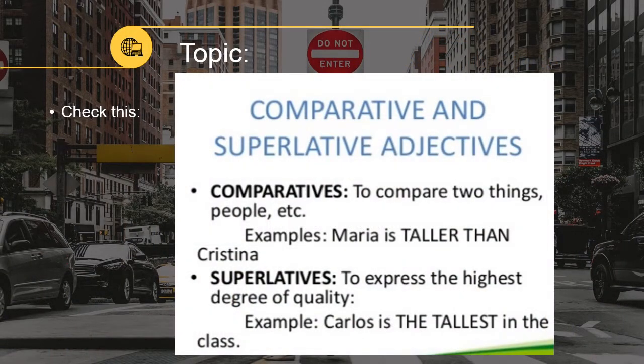Remember that last time we were talking about comparative and superlative adjectives. What are comparatives? To compare two things or people. For example, Maria is taller than Cristina. Superlatives: to express the highest degree of quality. We have an example here. Carlos is the tallest in the class.